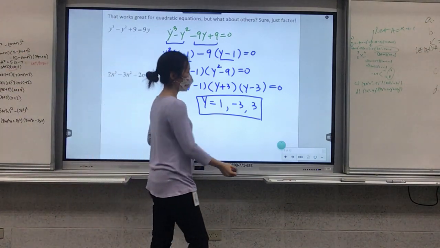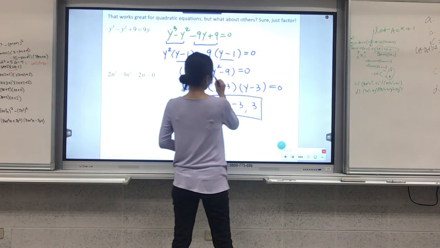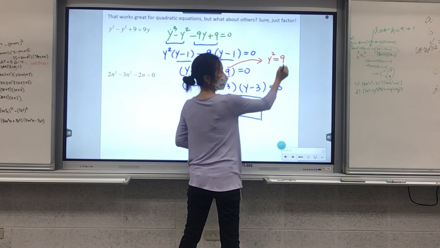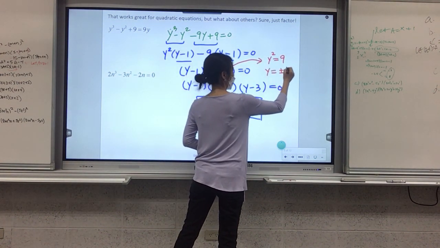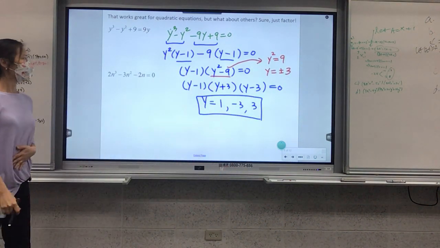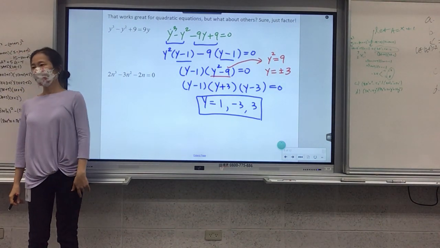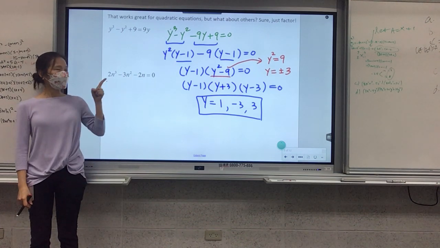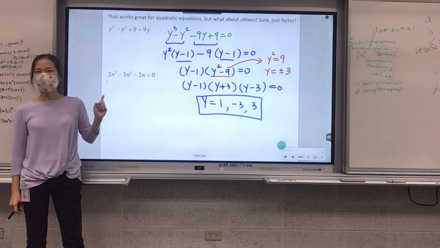Some of you, because this is solving, right? Some students might say, okay, I want to solve from here, y squared equals 9. You can do that, but just don't forget, you will have 2 solutions. y is plus or minus 3, yeah?